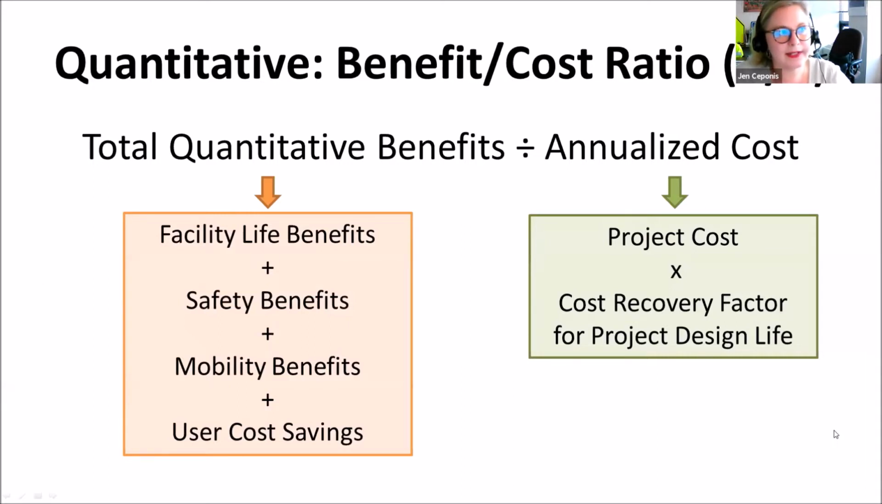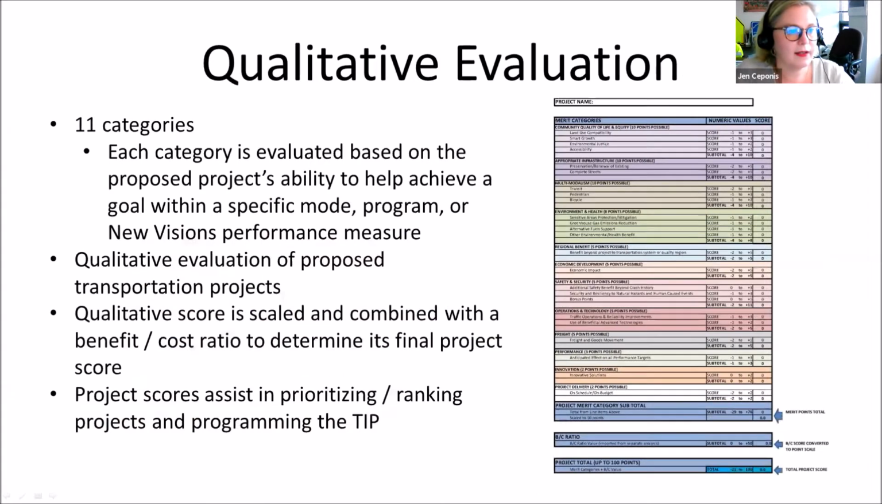So I'm not going to go into detail about the benefit cost ratio, but this is what goes into our BC ratio. And there are different equations and models that are used to determine these. And then the qualitative evaluation uses those 11 categories, which are all based on different goals and the principles in New Visions. The qualitative score is scaled and combined with the benefit cost ratio to determine a final project score. And this merit score sheet assists with prioritizing and ranking projects.